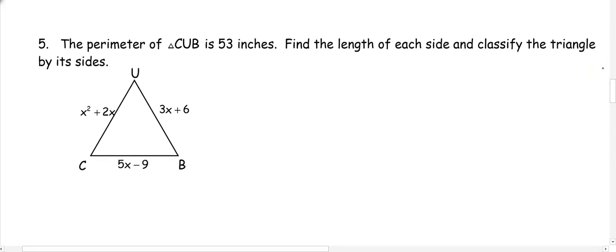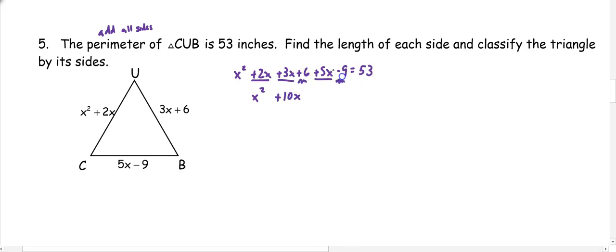So number 5, the perimeter of triangle CUB is 53 inches. Find the length of each side and classify the triangle by its side. So remember that in order to find perimeter, you add all the sides together. So we have x squared plus 2x plus 3x plus 6 plus 5x minus 9 is equal to 53. So when I combine like terms, I get x squared. I add my x's, so 2 plus 3 plus 5 is 10x. I combine my numbers. 6 minus 9 is negative 3, is equal to 53.